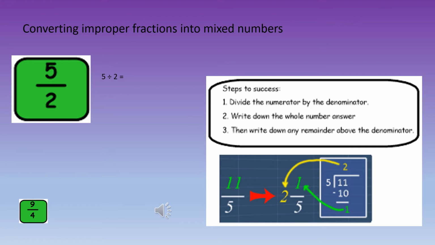So our first thing to do in following our steps to success is to divide the numerator by the denominator. So that would be 5 divided by 2.